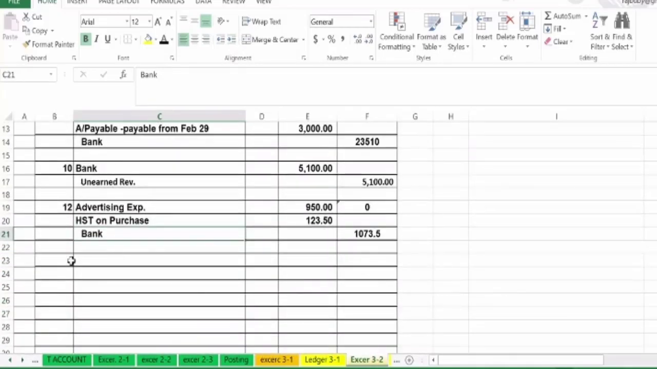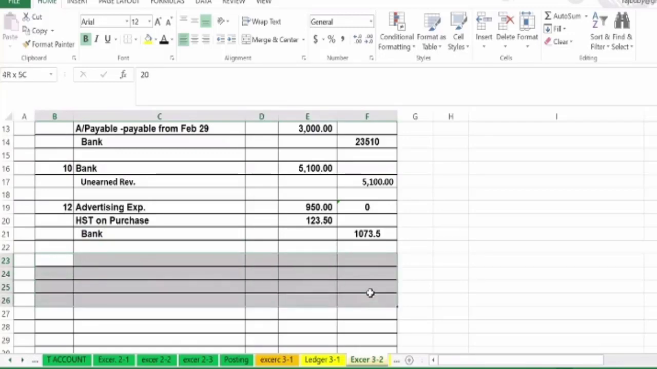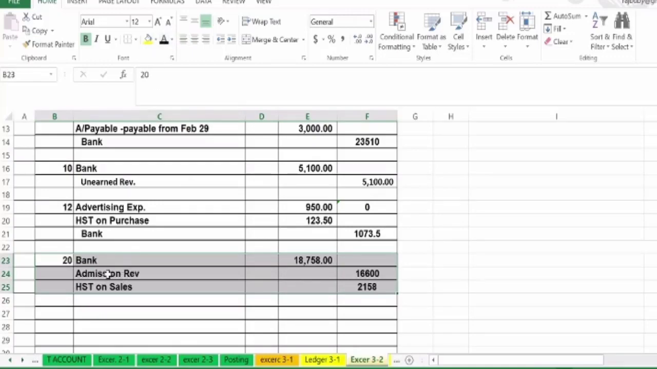March 20th. Received 16,600 plus HST of 2,158 cash from admissions. So in that case, we'll debit our bank account, but we have to add the sales and the HST first. That will total the debit amount. So credit admission revenue for 16,600 and credit HST on sales for 2,158, and then add them together, 18,758. Yeah.